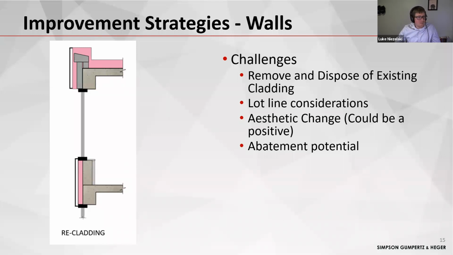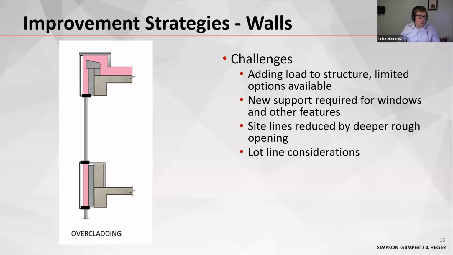And then there's the scary item, which is abatement potential. Right, we're dealing with a lot of old existing buildings. What is in that wall? It's scary to find out what's in that wall, because abatement can double, triple the price of your project, just like that. But all hope is not lost, because if you have that problem, you could overclad. There's tons of options out there.